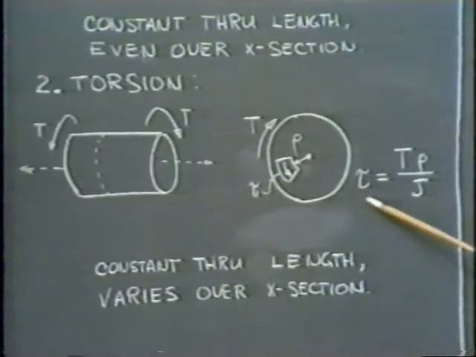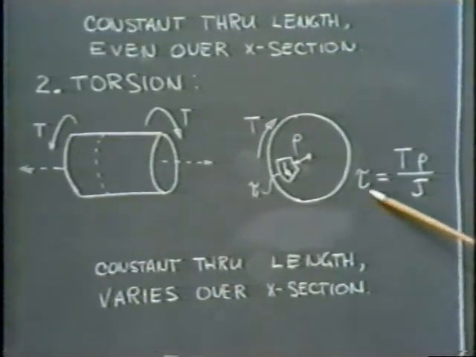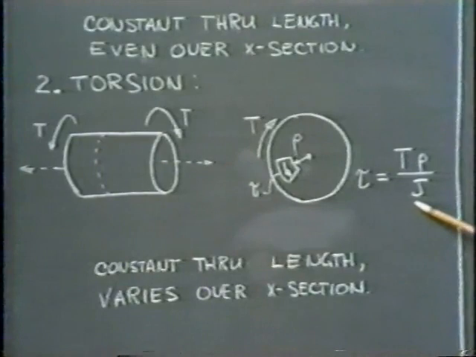We recall that the shear stress that that small portion of area would experience is equal to the internal applied torque, T, times the radial distance we called rho, divided by a cross-sectional property, J, which was called the polar moment of inertia.